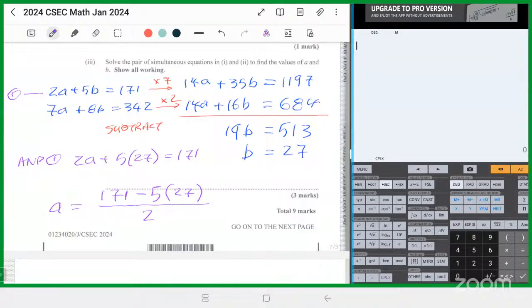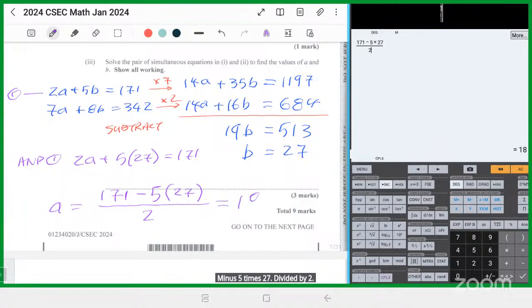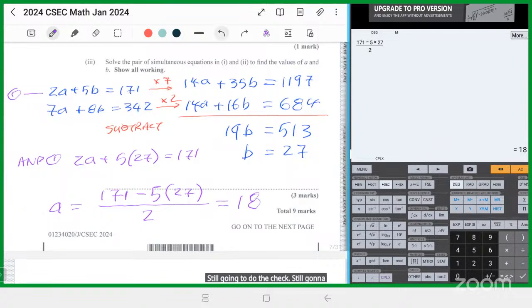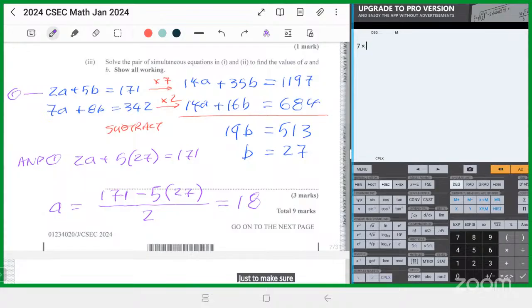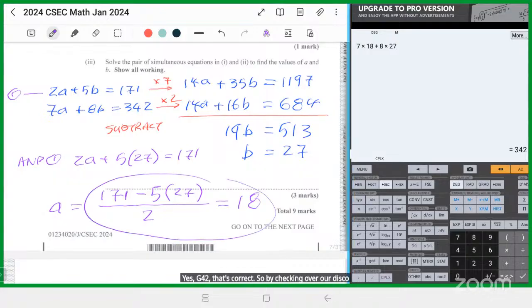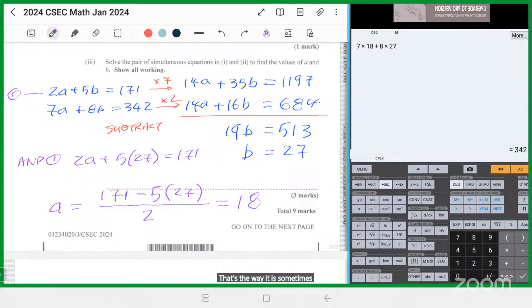All right, let's go again. So it's 171 minus 5 times 27, divided by 2, 18. Still going to do the check in this one, just to make sure. So 7 times the A value, which is 18, plus 8 times the 27, yes, 342. So it's correct. So by checking, I discovered that I made a mistake here. That's how it is sometimes. So when you can check, you check.